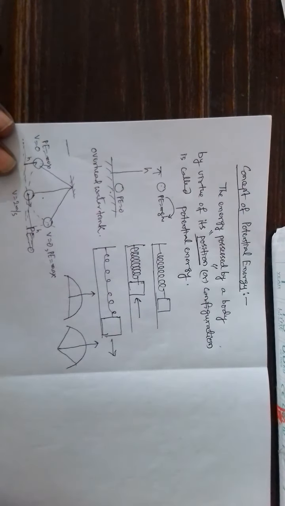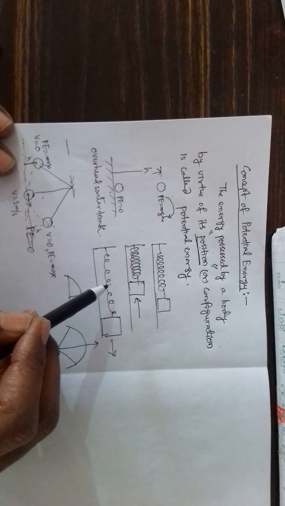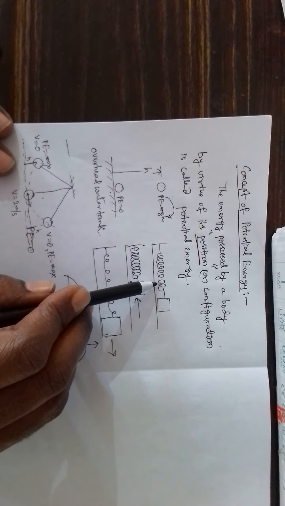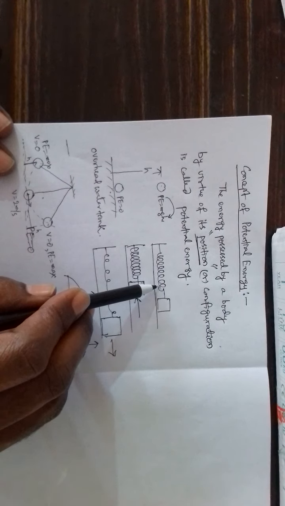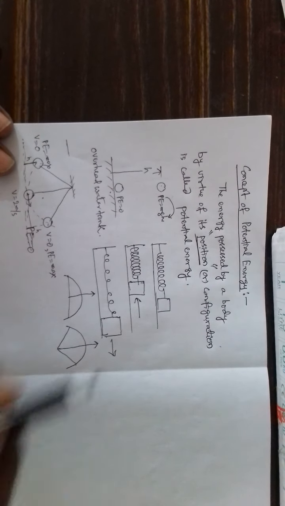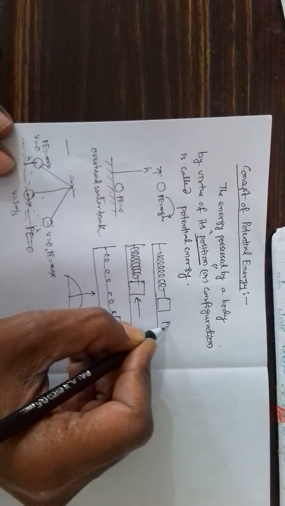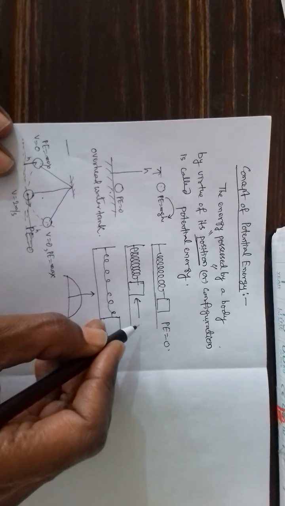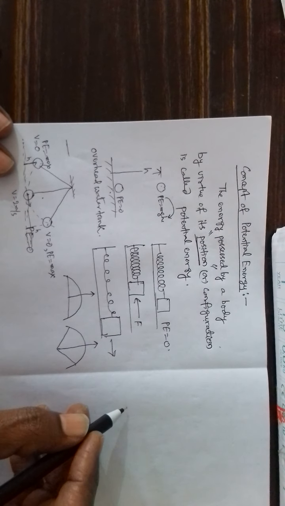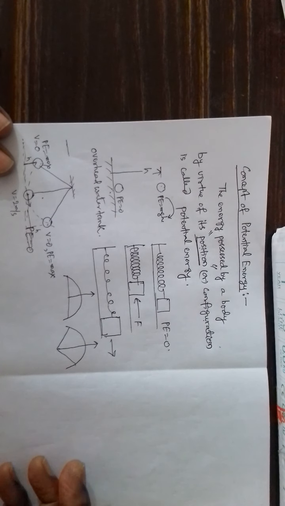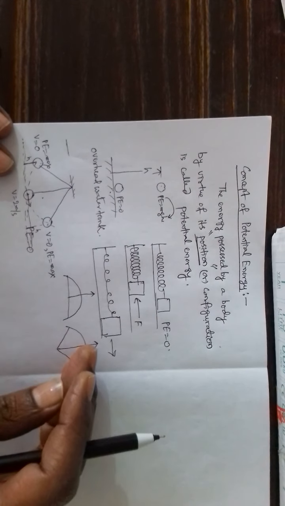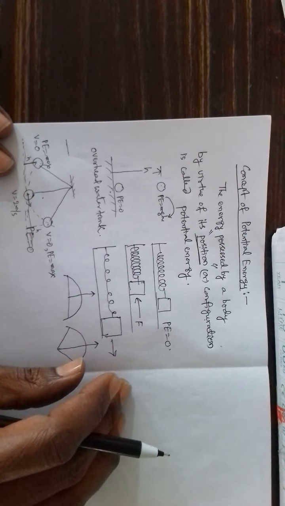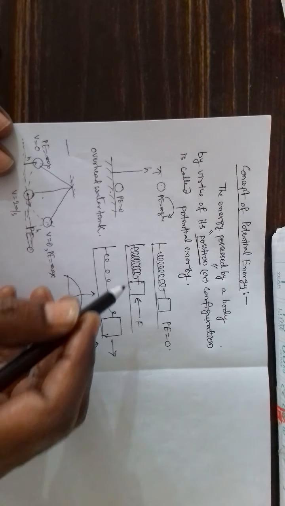Now configuration. Let us consider this spring. This is in its normal position, neither stretched nor compressed. It is at rest. So inside this there is no potential energy. But when you apply some force and compress the spring, by applying force and compressing it you are doing some work, and all the work is stored as potential energy inside the spring.